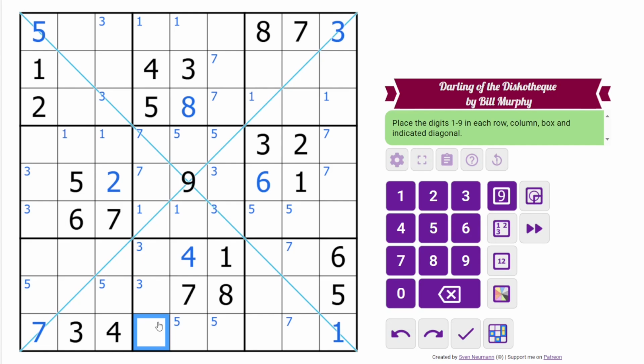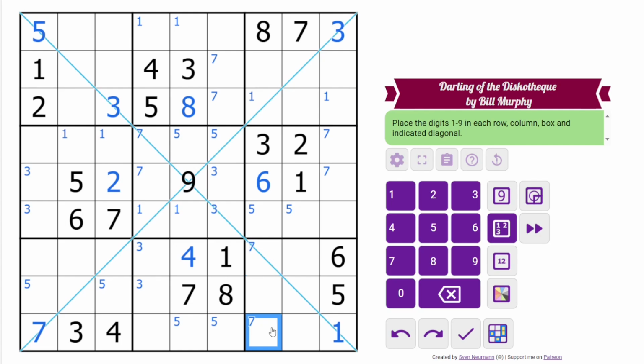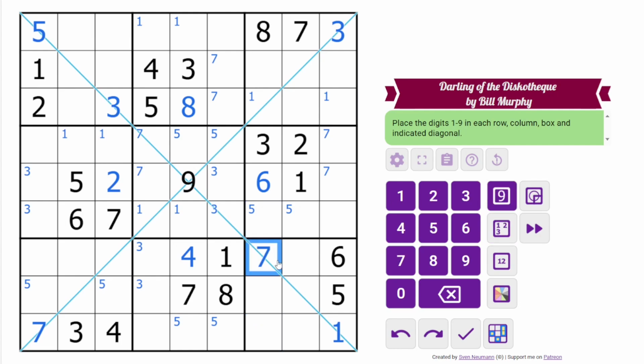So that finally gets us some progress on the diagonals. All right, what else can we do? The 3 that we placed there rules 3 out of here, so that's going to go there. The 7 is going to place. Oop. Mark the wrong cells here. These are 7. 7 goes there.